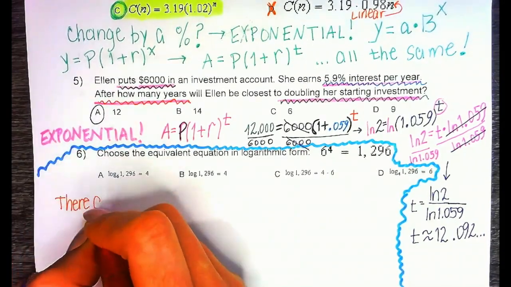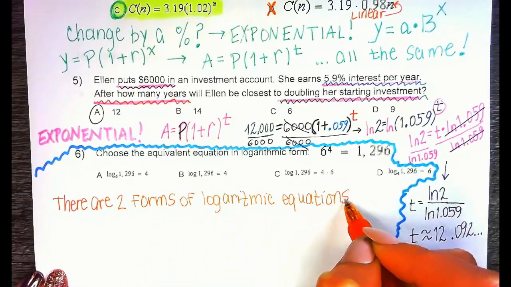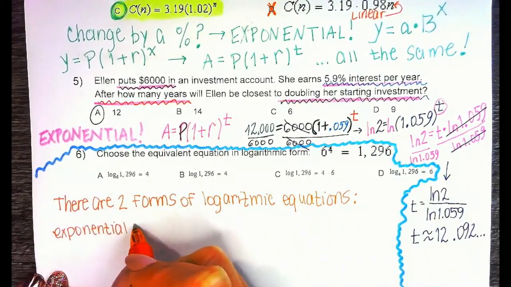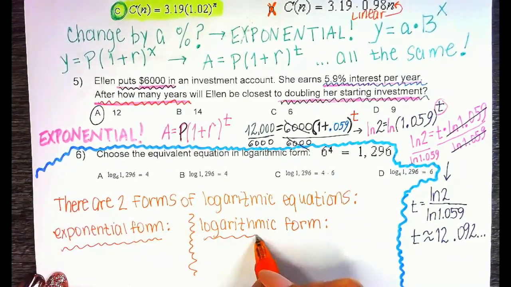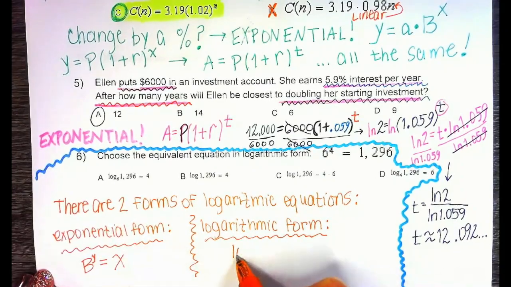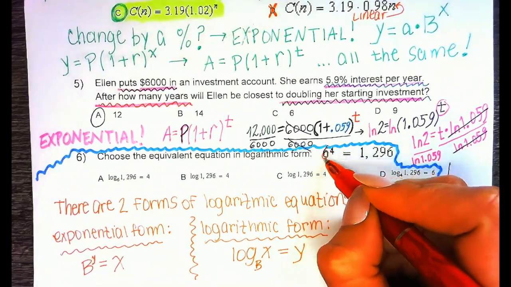Choose the equivalent equation in logarithmic form. There are two forms of logarithmic equations. The first form we have is exponential form, and the second form is logarithmic form. You should know both of these equations by heart. b to the y equals x, and log base b of x equals y.